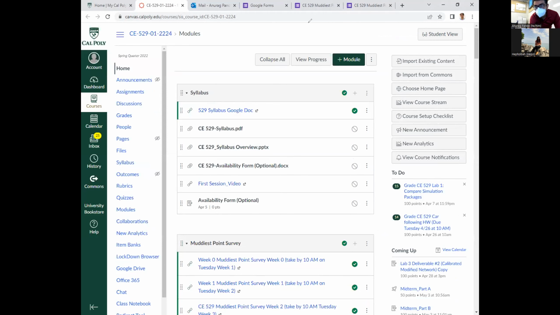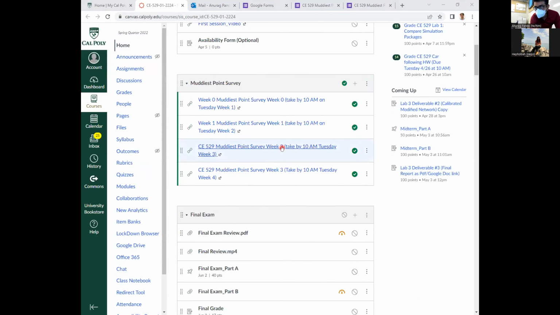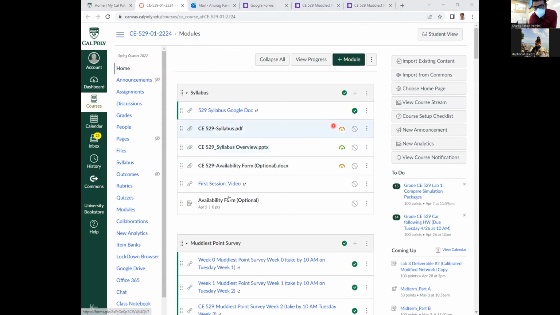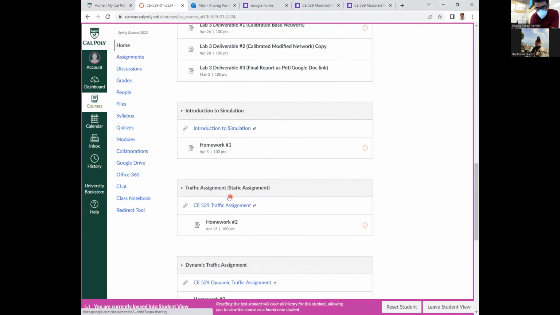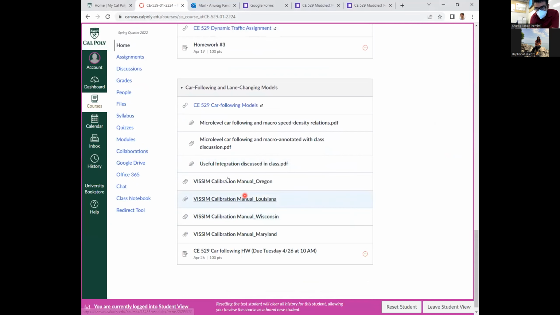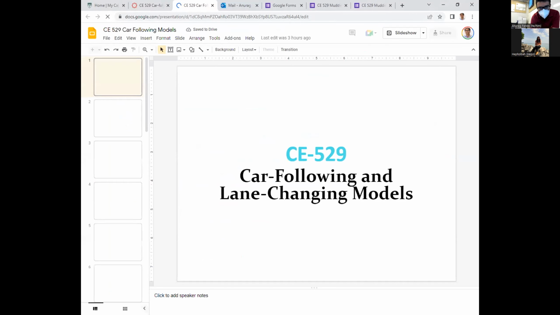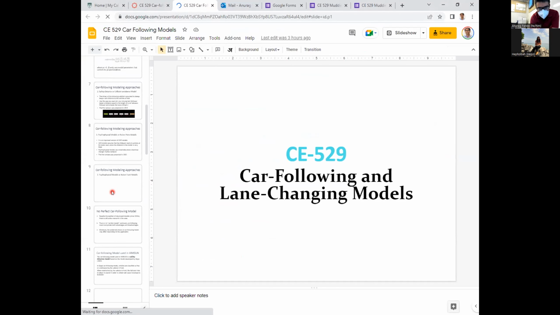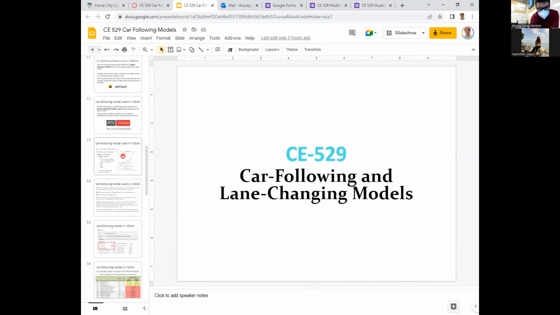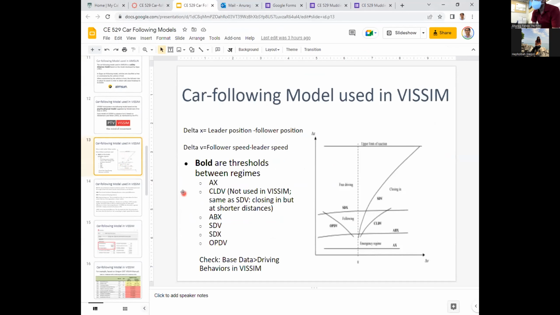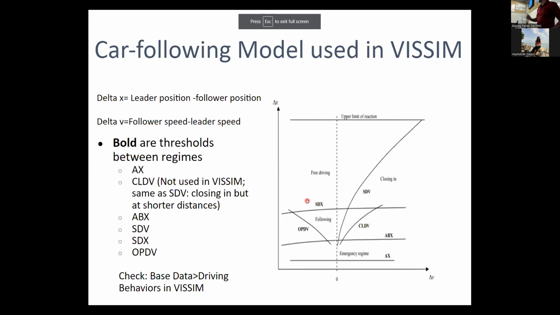Let me annotate that. I'm going to switch to student view so it's not as cluttered for you. So I go down to my car following model. This is the threshold that I showed you in the class. So what are the roles of these thresholds in how VSIM does car following?